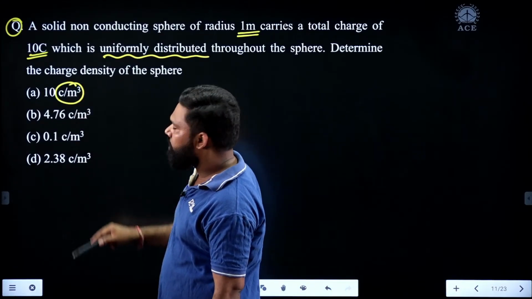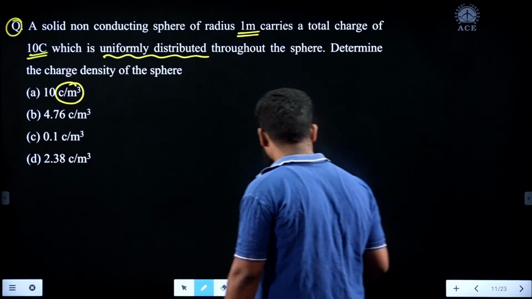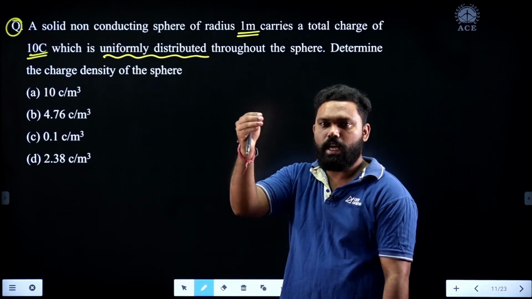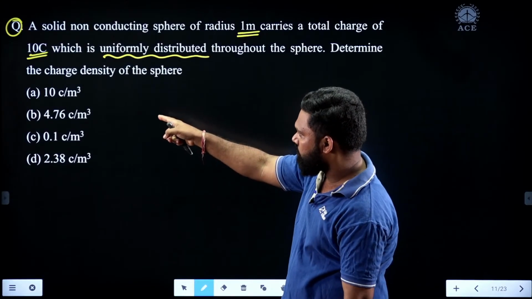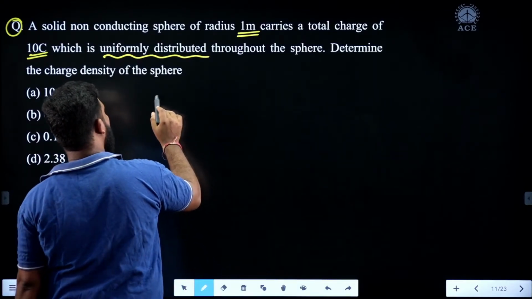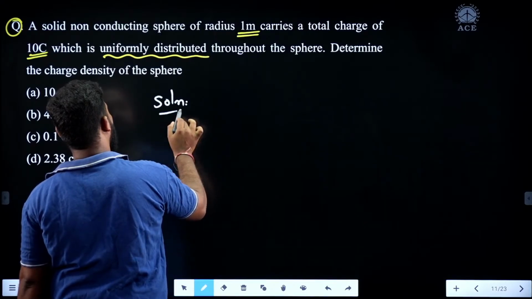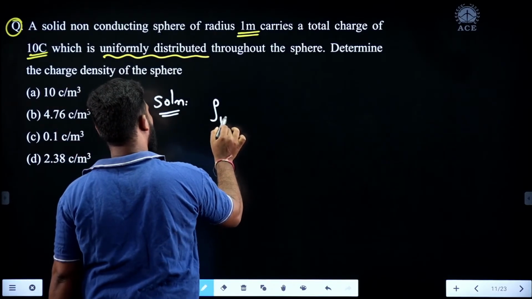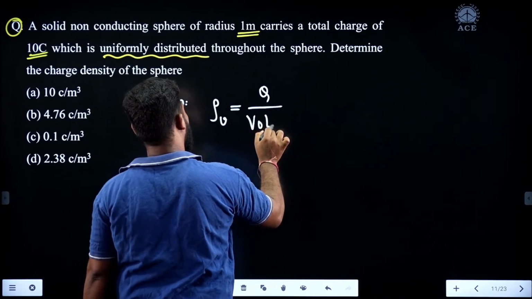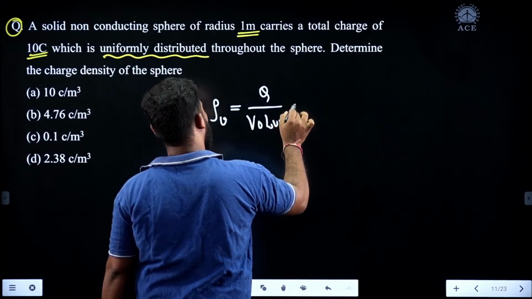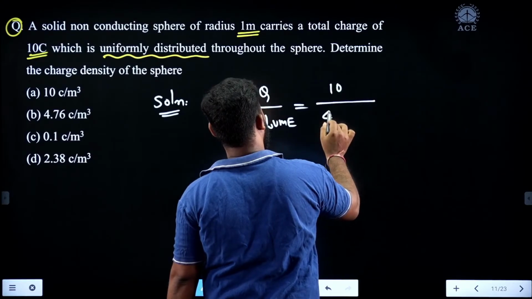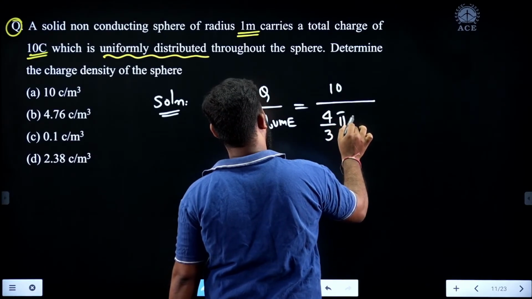Options are having coulomb per meter cube. It is asking charge per meter cube. So the charge is distributed inside the sphere. You can check out the options. Fine. So charge per meter cube is called volume charge density, or simply volume charge. So volume charge is equal to Q by volume. What is the total charge here? It is 10 divided by the volume of the sphere, which is 4 by 3 pi r cube.